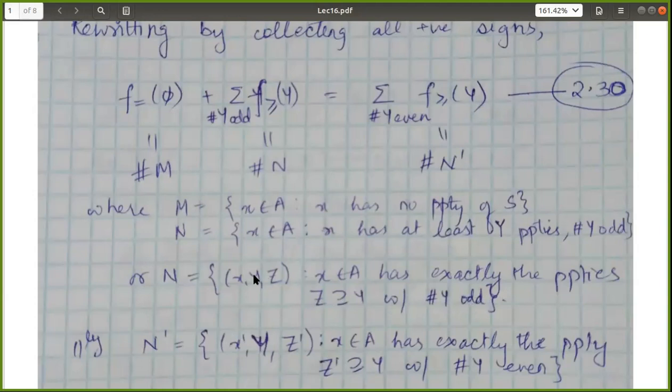You see this? So what you're doing over y, you're seeing all the bigger sets that contain y, and once you have collected all those sets, you can say that this set is equal to f equal to of z when the size of y is odd, and you will have to take the union over all such z. That is the collection N.